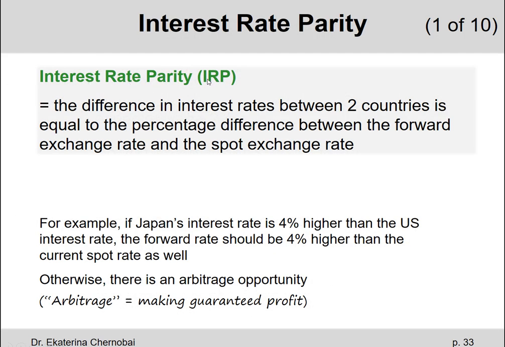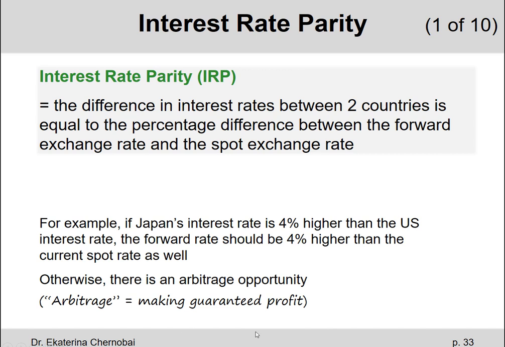Interest rate parity, IRP. It is defined as the difference in interest rates between two countries is equal to the percentage difference between the forward exchange rate and the spot exchange rate. Let me give an example of how this definition should be understood. For example, if Japan's interest rate is 4% higher than the US interest rate, then the forward rate should be 4% higher than the current spot rate as well. Otherwise, there is an arbitrage opportunity. Arbitrage means making guaranteed profit without taking any risk.